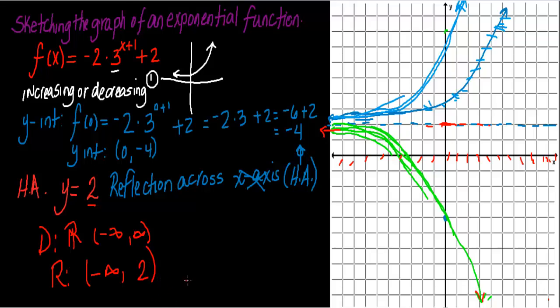I hope you understood this example. In the next example, we're going to reflect up here. We're going to have a negative at the exponent, which is a reflection across the y-axis.